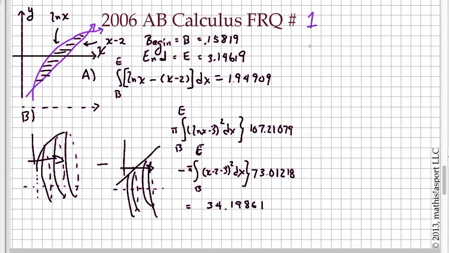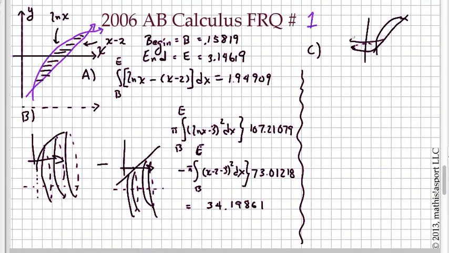Part C asks us to set up an integral but not to have to evaluate it. And in this case, we're rotating in a different way. We're going to revolve our area around the y-axis. So that's going to give us these sorts of disks when we do our volumes of revolution.